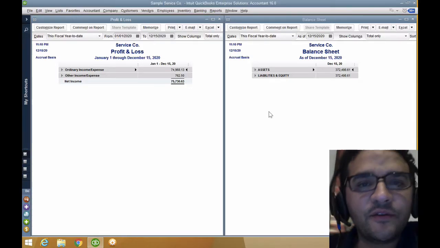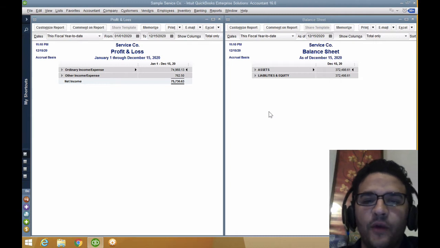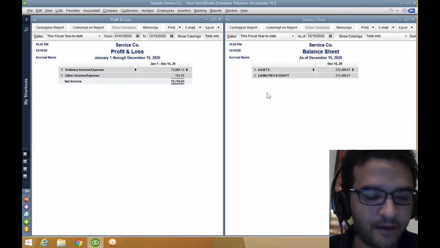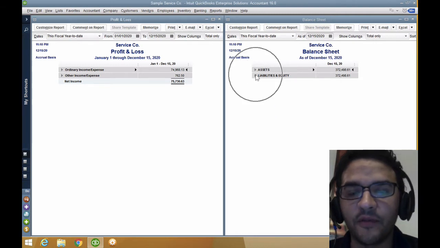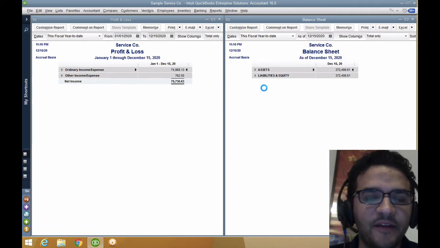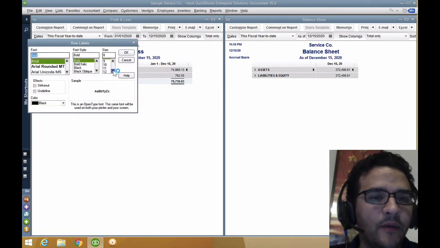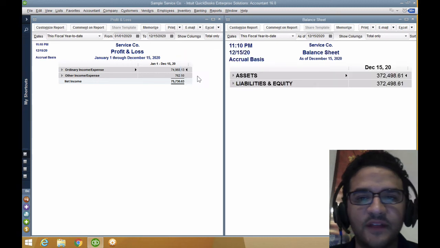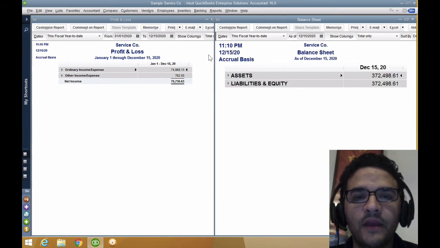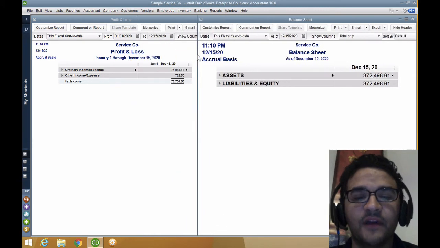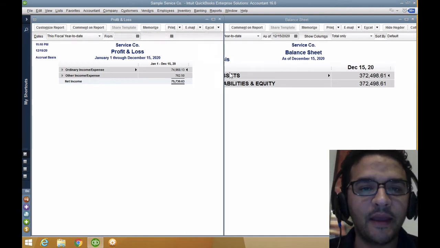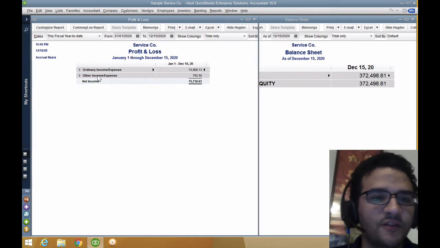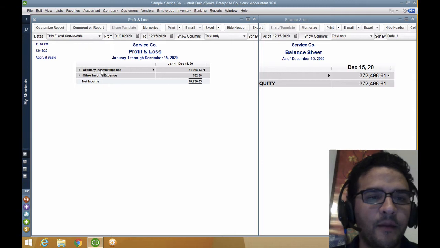So I have 2 financial statements open in QuickBooks right now. What I've done is I collapsed both of them. As a matter of fact, let me make the font a little bit bigger. That way we can appreciate those numbers a little bit more. So here on my right, I have my balance sheet. And here on my left, I have my profit and loss. We're going to get started with our profit and loss.